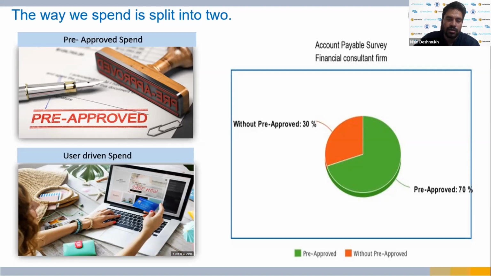The first one is financial control. You have no clue about anything that is not pre-approved. You only discover it when the accounts payable team enters those invoices into the ERP system. And the second one is the impact on the way you deal with those invoices.